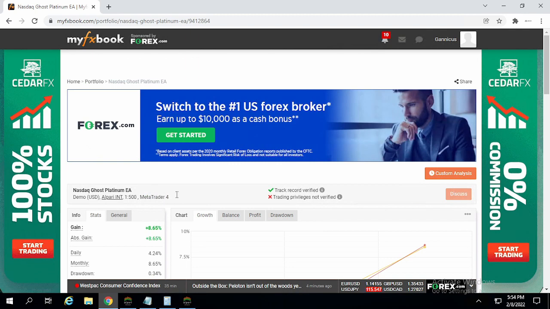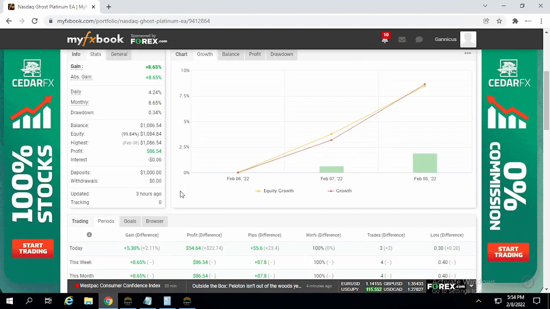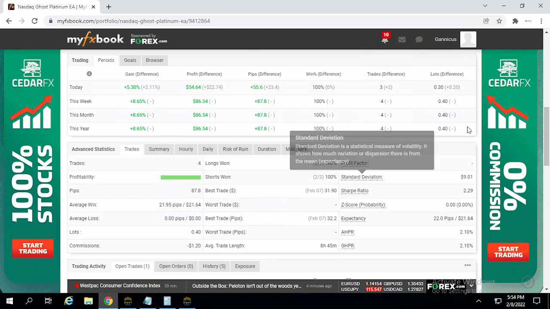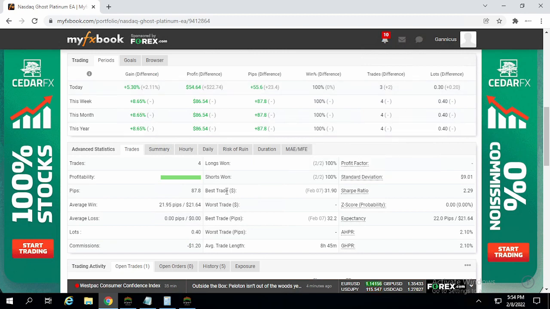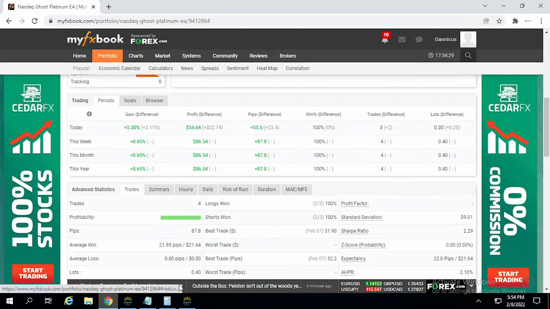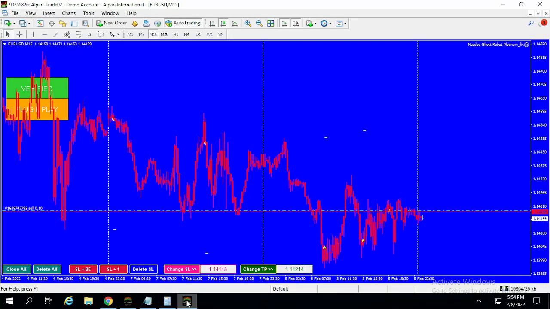Okay, so you can see we are up about 8% here, and we've made about $86. We started trading with $1,000 and we returned about $86 in profit, in under 24 hours. You can see our chart was updated about 3 hours ago, and you can see how our graph looks. We've not had any losing trades yet. And let's go to our terminal to see how our trades went.